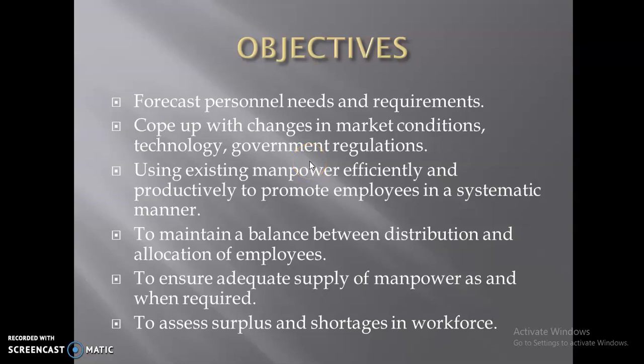Okay, so we were discussing the objective to maintain a balance between distribution and allocation of employees. I hope you're clear with that. The next one is to ensure adequate supply of manpower as and when required in case of a surplus. How do I weigh the number of employees that I have in my organization to achieve the organization goals or to complete my work? Do I have the adequate supply, or the correct number of employees in the organization? And the last one was to assess the surplus and shortages in workforce.